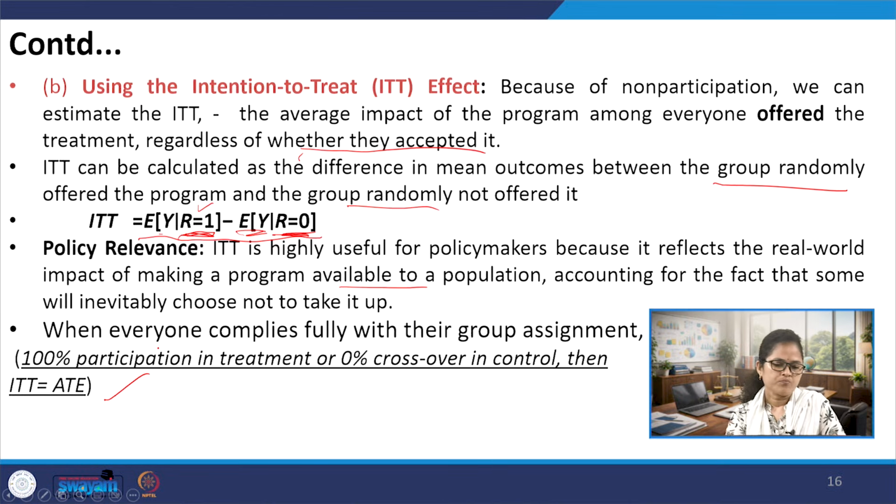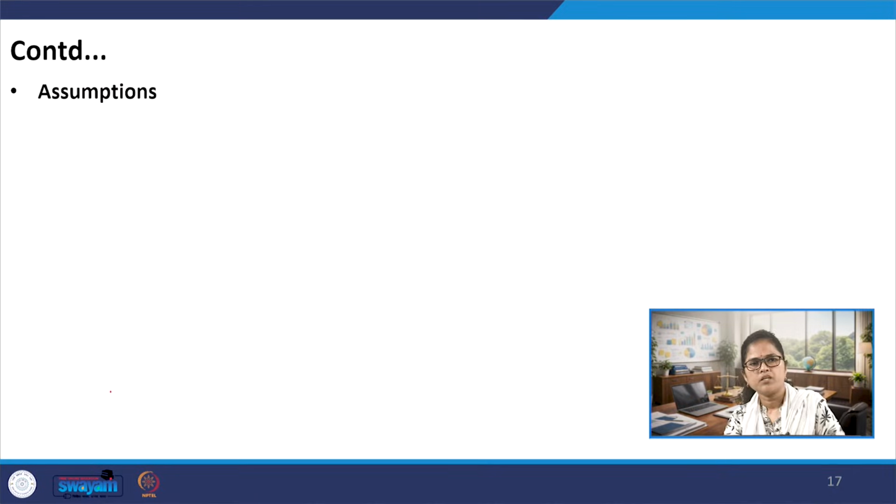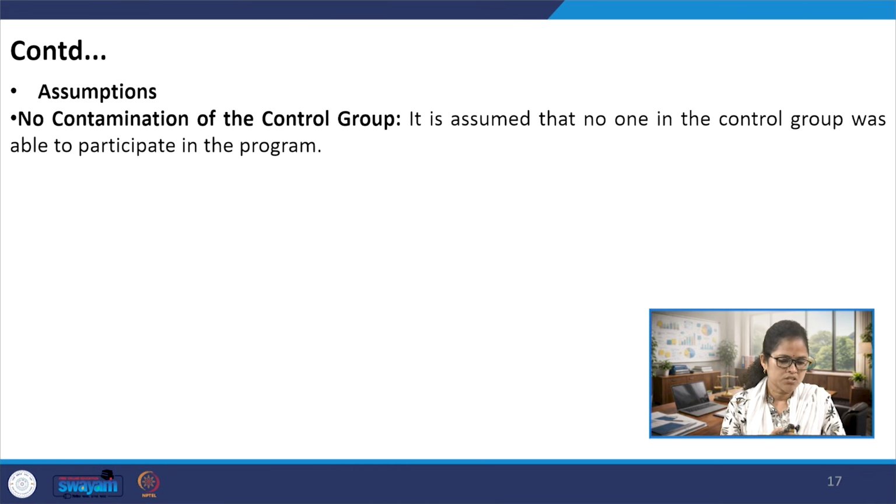That means your intention to treat effect would be your average treatment effect that captures the impact of the policy or program. So for that reason we have to obey some assumptions as well. Here we have to assume that there is no contamination of the control group.